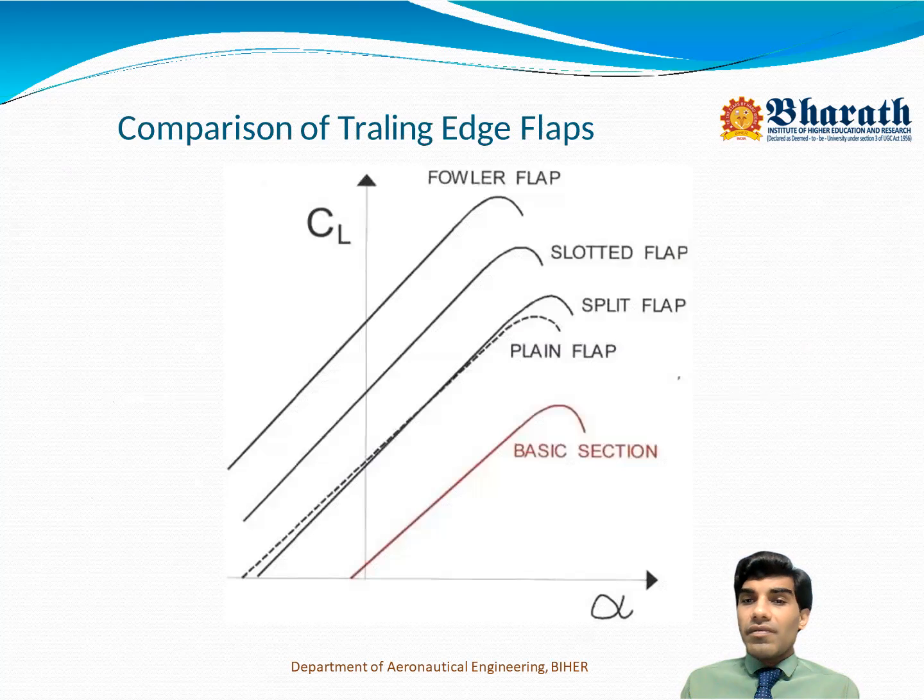Then this is the comparison of trailing edge flaps, as we have seen: plain flap, split flap, slotted flaps, and FOWLER flaps. As you can see in the graph, the graph is between coefficient of lift and angle of attack. In the basic section, we have less angle of attack, but we have a lower coefficient of lift. But if we move on to the plain flap, split flap, and slotted flap, they have almost the same angle of attack in the positive range, but they give more coefficient of lift. Even at a negative value of angle of attack, they are generating more coefficient of lift because of the help of the flaps.